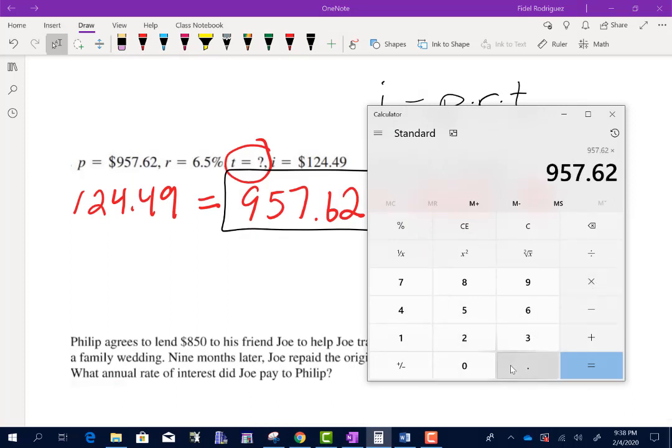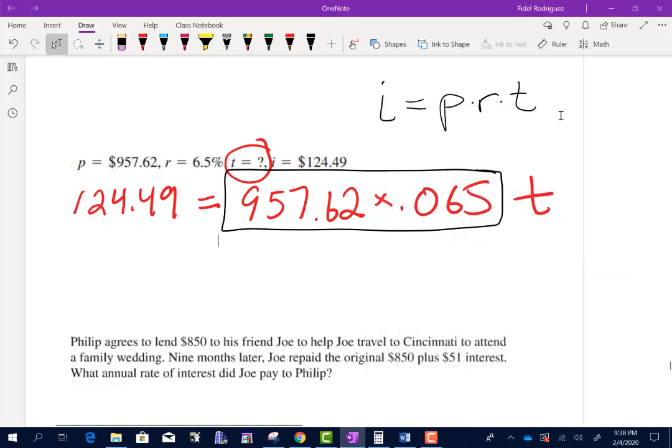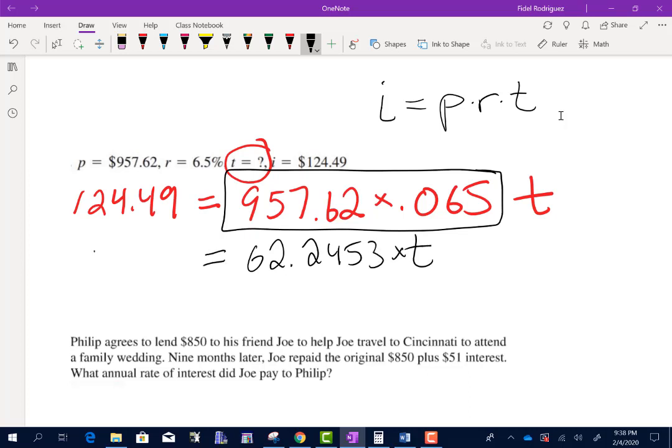957.62 times 0.065. Okay. So I'm coming up with 62.2453. 62.2453 times T equals the 124.49. Just like we've been doing, we're going to divide.